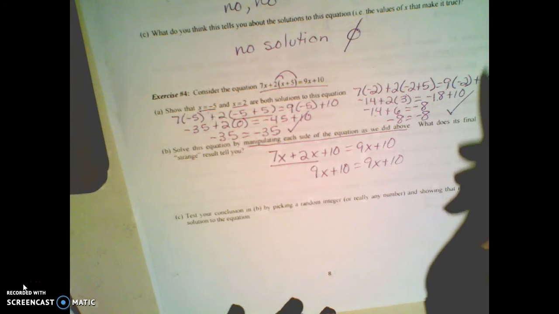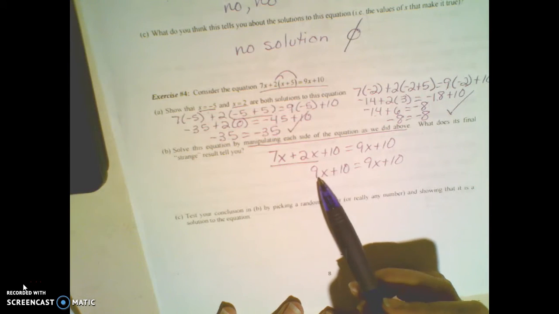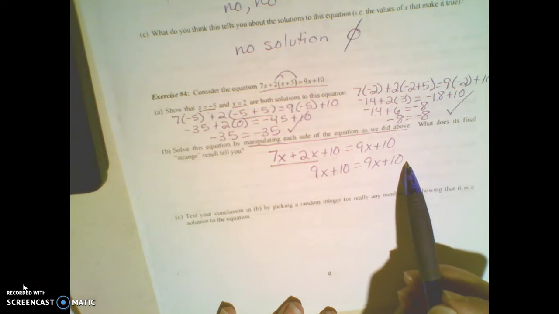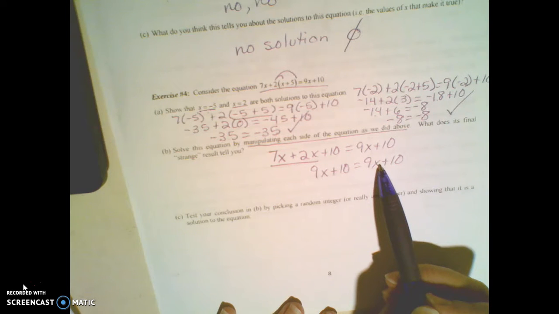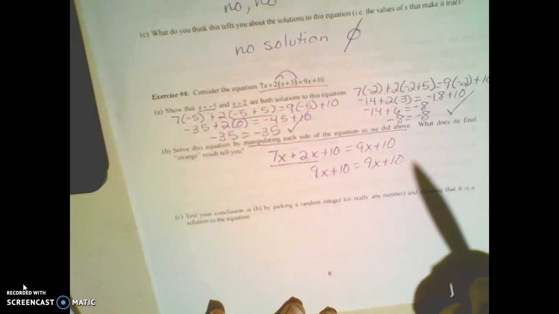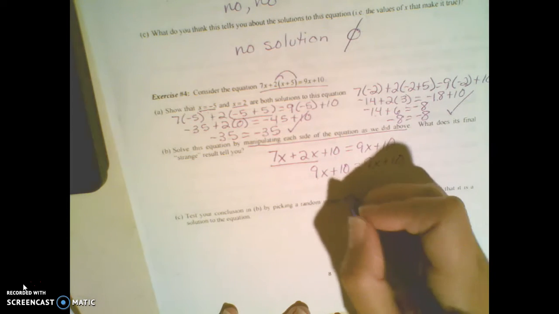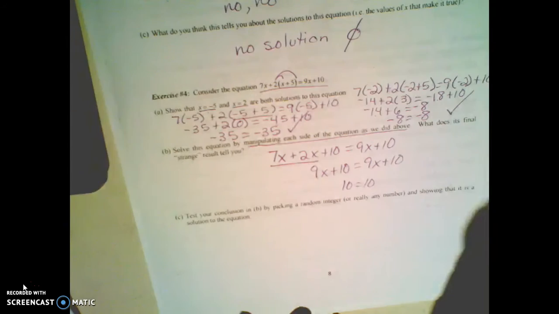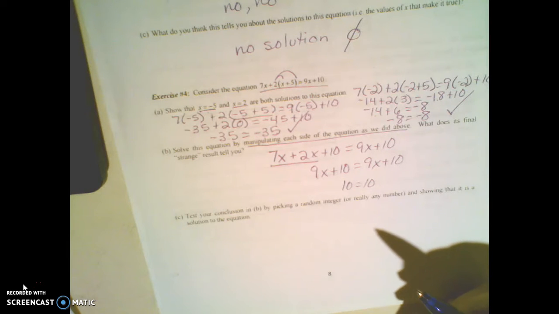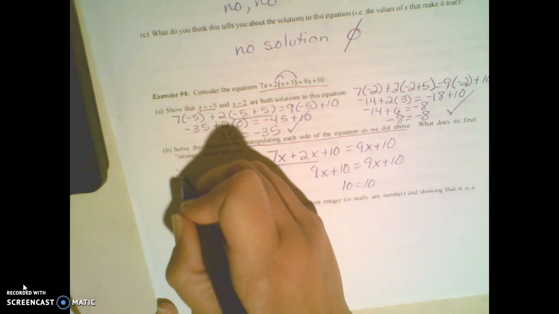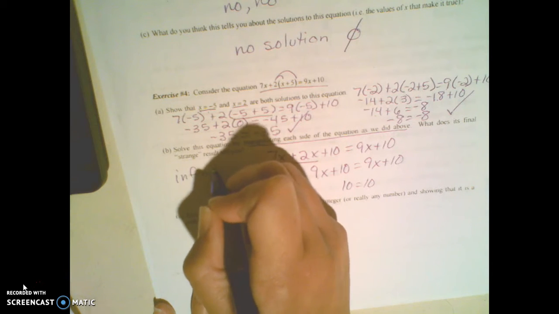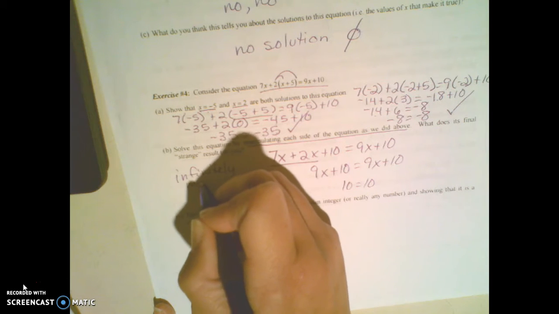So at this point, hopefully you can see that both sides are exactly the same, and no matter what I put in for x, it is still going to be equal to each other. If you wanted to subtract 9x from both sides and go down to 10 equals 10, that's fine too. It's always going to be equal to each other. So the answer to this one is infinitely many solutions.